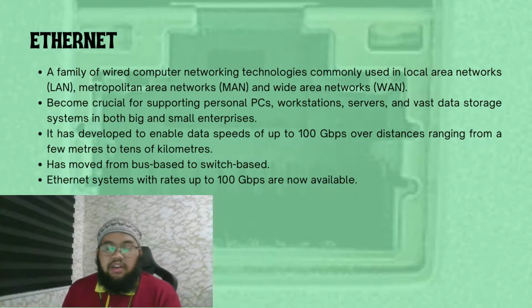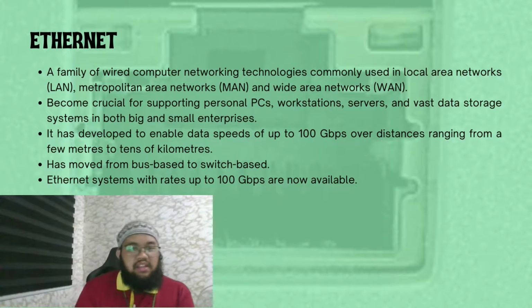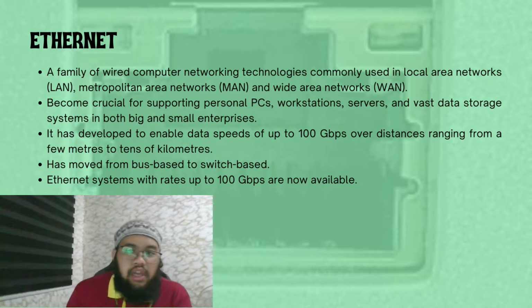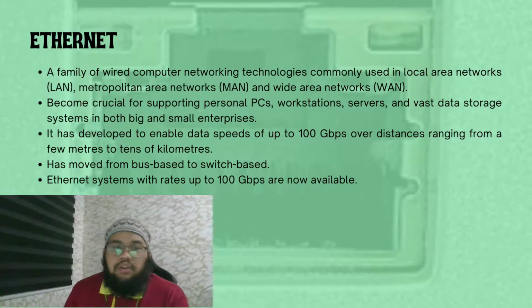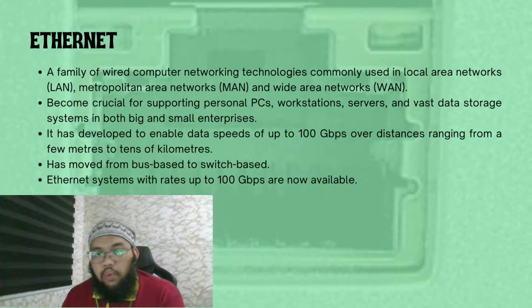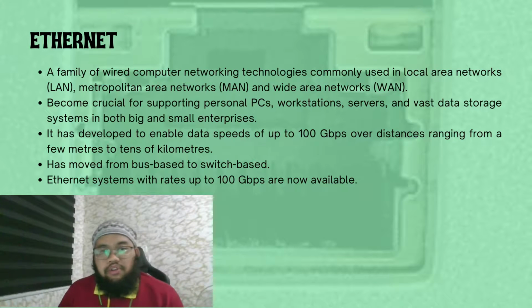So Ethernet is something that we commonly use nowadays. So, what is Ethernet? Ethernet is a family of wired computer networking technologies commonly used in local area networks (LAN), metropolitan area networks (MAN), and wide area networks (WAN). It became crucial for supporting PCs, workstations, servers, and vast data storage systems in both big and small enterprises.